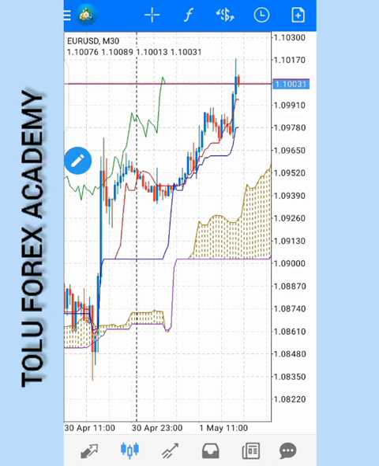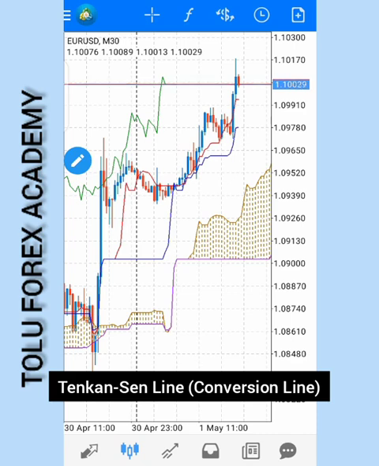The first one that I want to talk about is the Tenkan-sen line. It's also known as the conversion line. It represents the midpoint of the last nine candlesticks. So the Tenkan-sen line is also known as the conversion line.